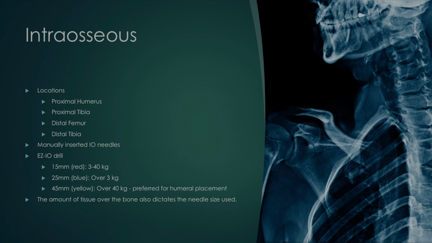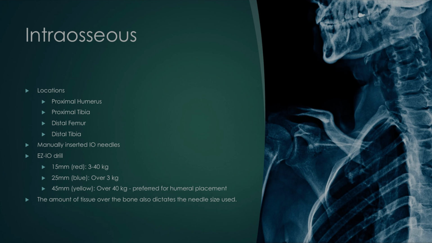IO access can be achieved using manually inserted needles or a powered EZ-IO drill. Manual IO devices were originally designed for pediatric patients and are still commonly used in smaller children. These are inserted using a twisting, screw-like motion until the needle enters the bone. The solid stylet is then removed, leaving a hollow metal catheter that connects to standard IV tubing.